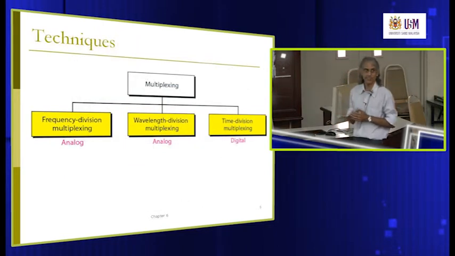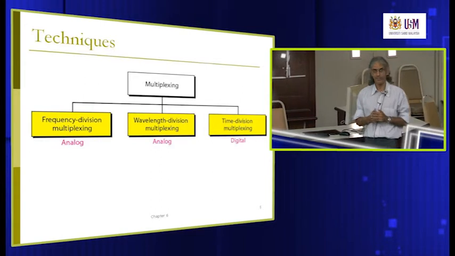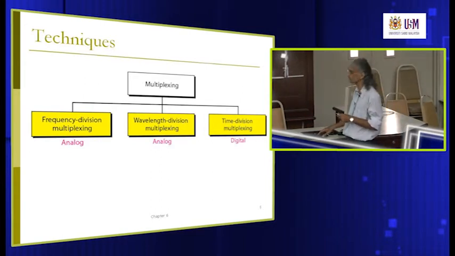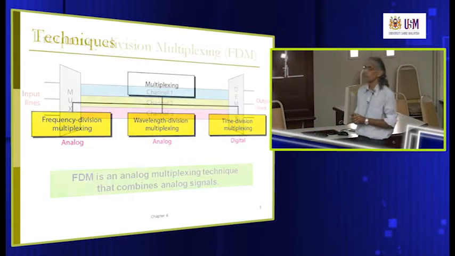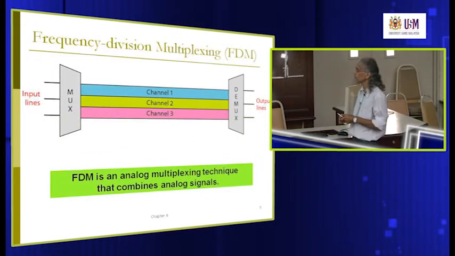So there are three common techniques for multiplexing: frequency division multiplexing, wavelength, and also time. The first two techniques are basically dealing with analog signals, and the time division multiplexing deals with digital signals. All right? So we'll study these three. So frequency division multiplexing is related to analog signals. All right?